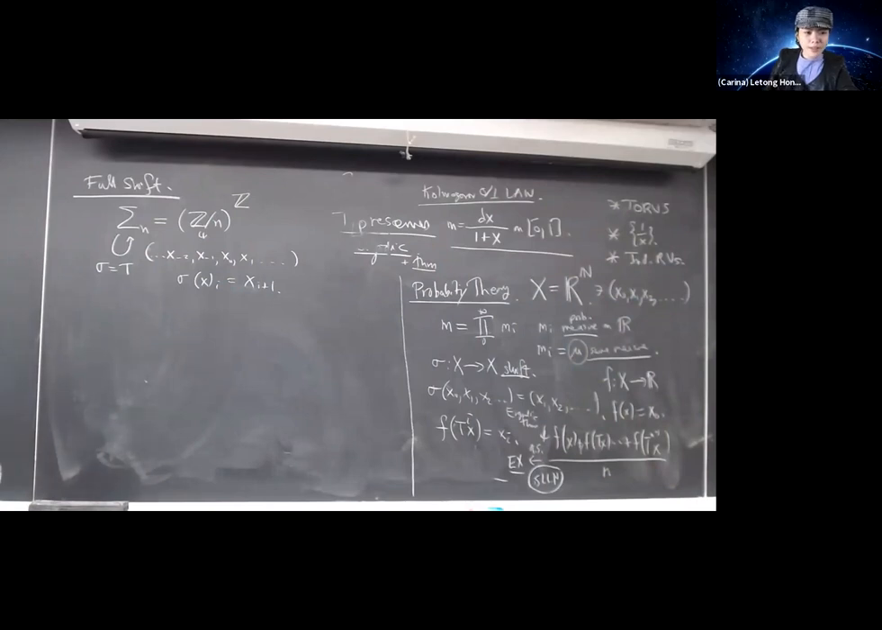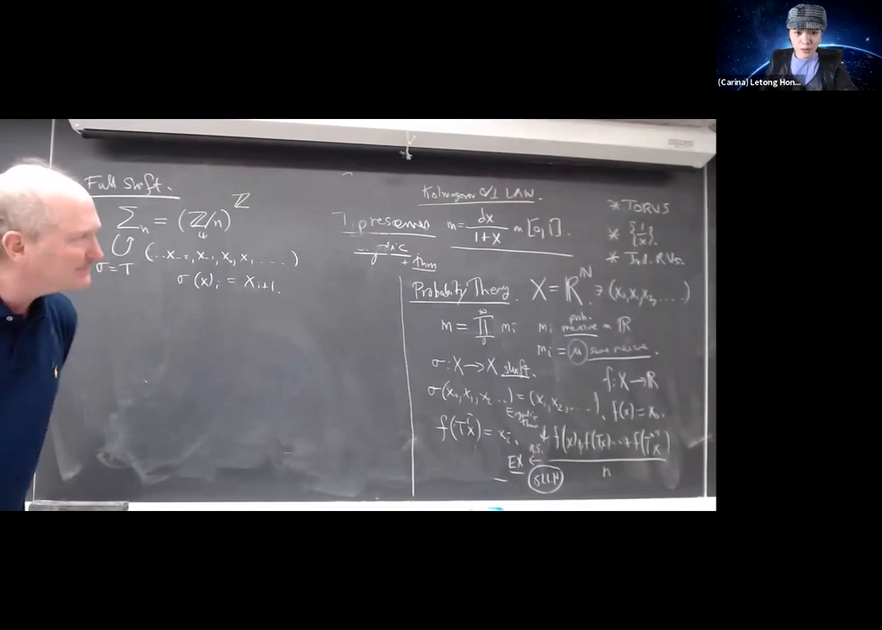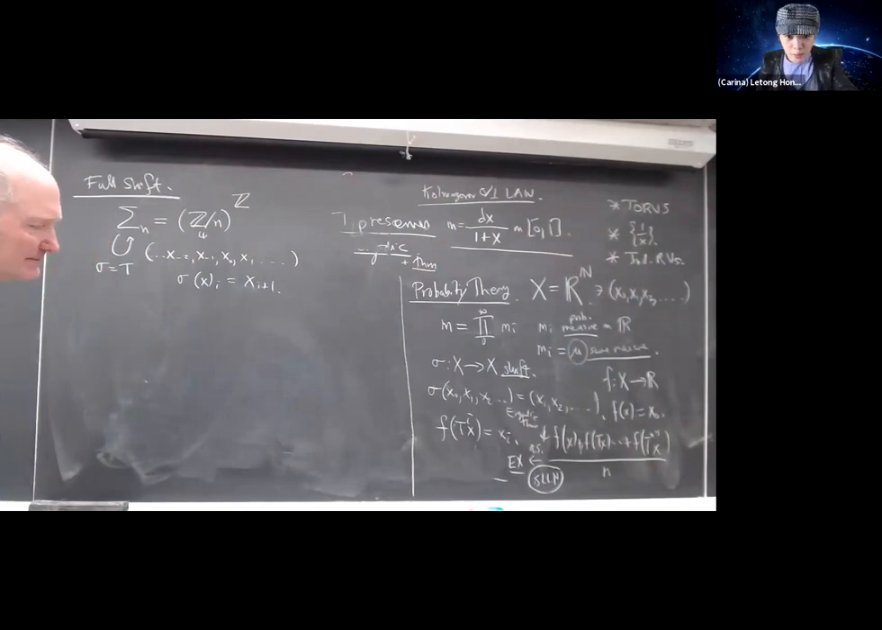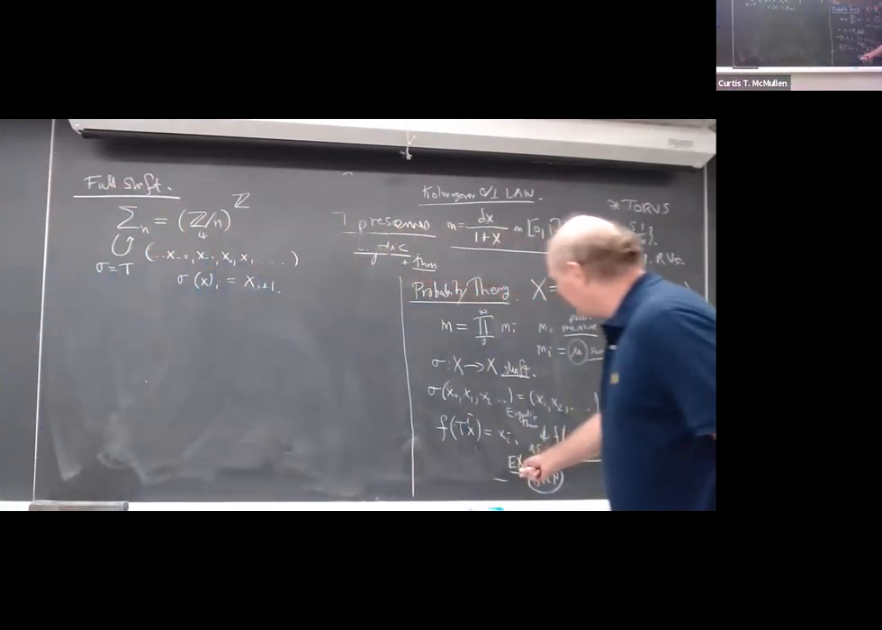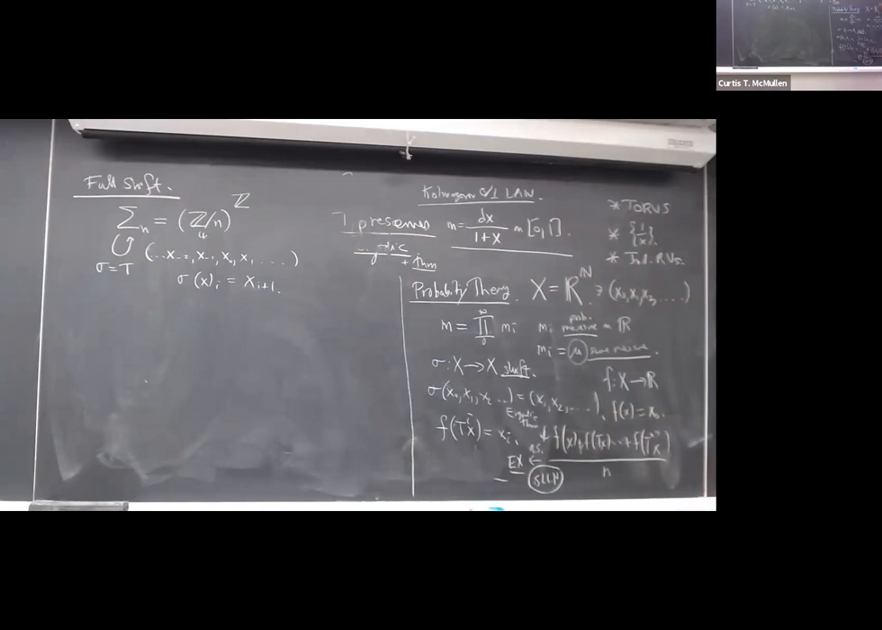Hi, so here's a question. In the right lower corner, what does that almost surely go to? You write the average, and then almost surely it goes to what? What is EX? Yeah, right. So this is just a notation from probability theory.